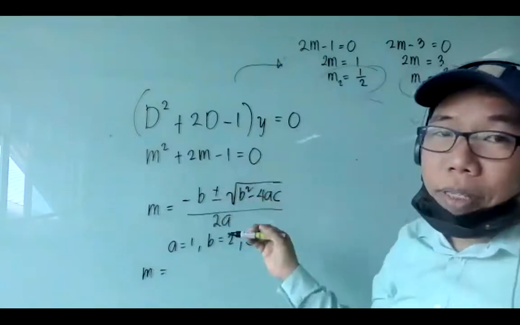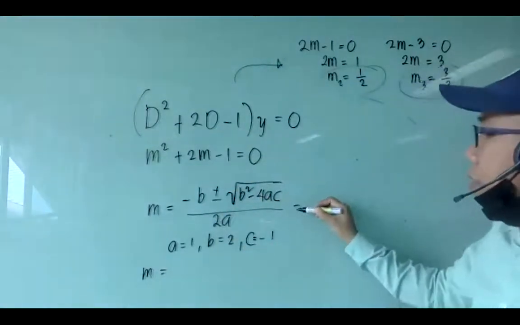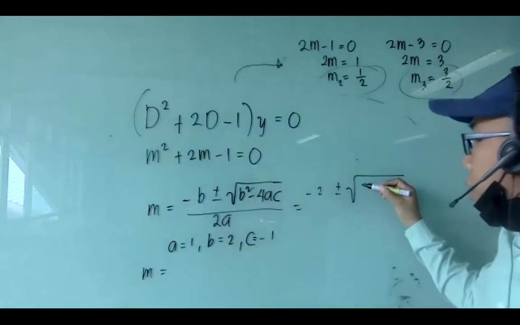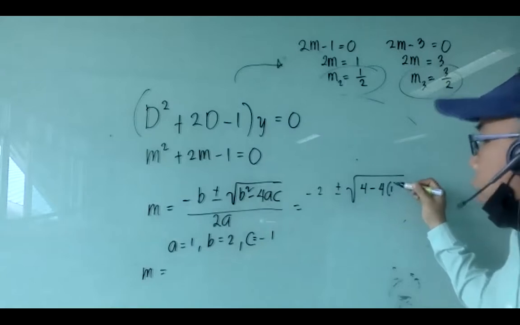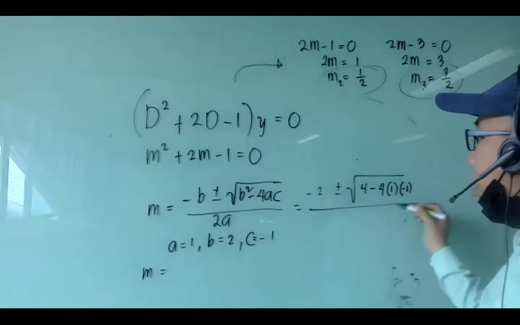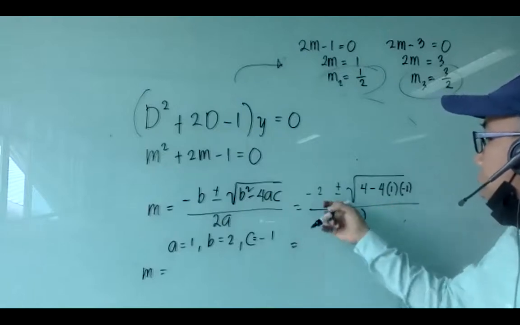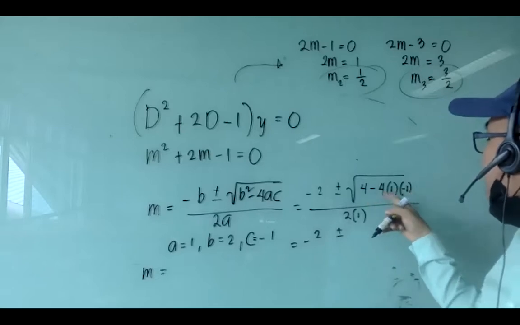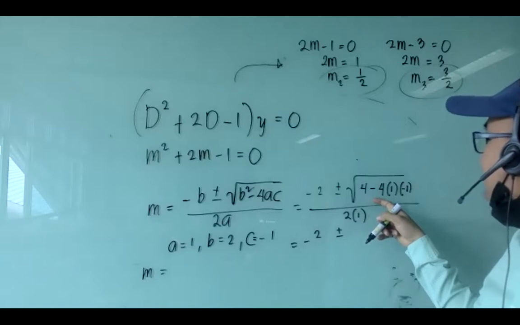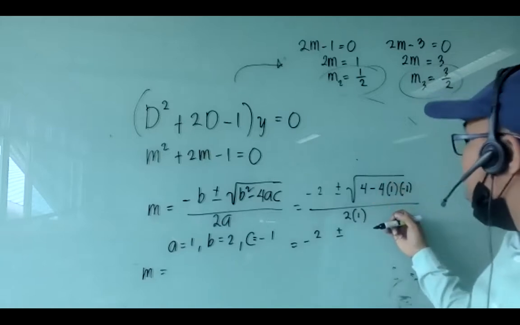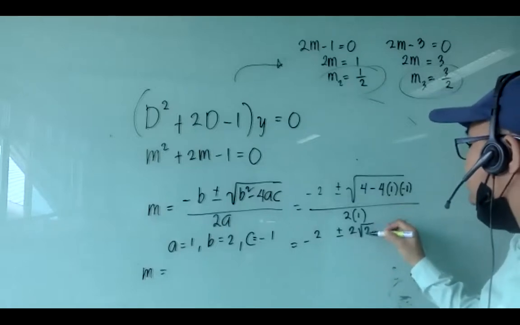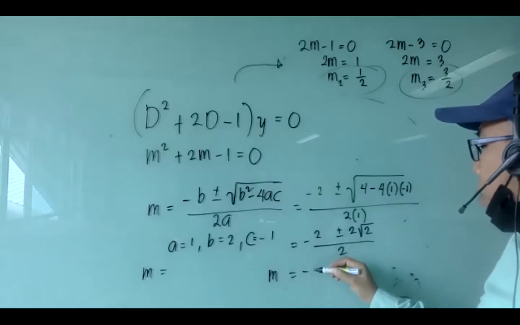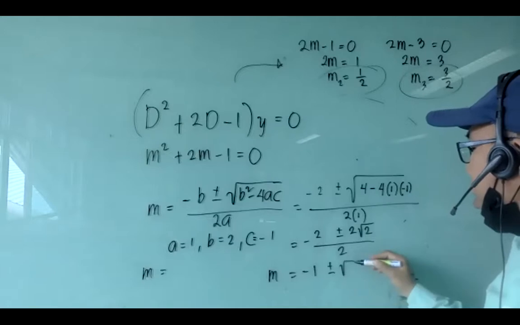So this formula actually represents 2 roots. Okay, we write it in here. So negative 2 plus or minus square root of 2 squared is 4 minus 4 times a, which is 1, c is negative 1, and then over 2 times 1. So the first term will be negative 2 plus or minus here we have 8, right? So square root of 8, 8 is 4 times 2. So this is 2 square root of 2 over 2. So we now have the roots. Negative 1 plus or minus square root of 2.